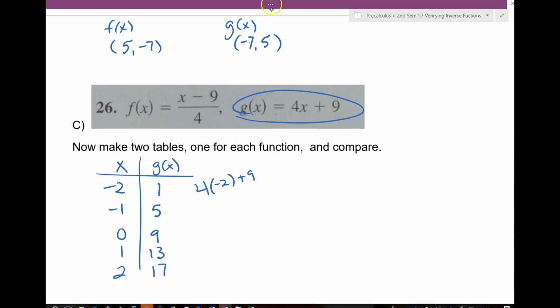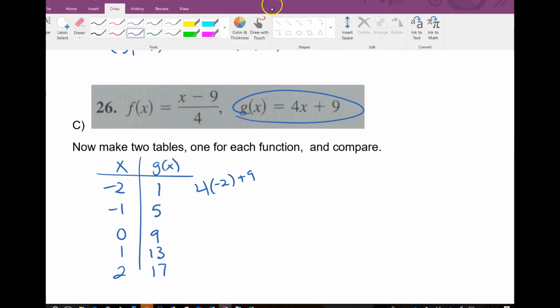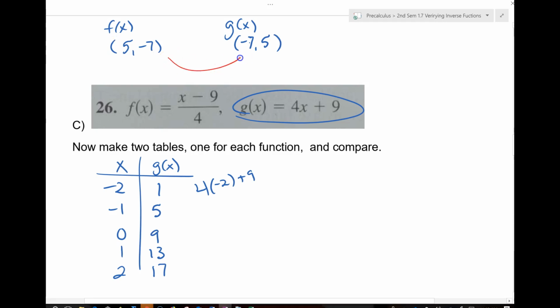Now, strategically, remember the whole idea of this is I want them to flip-flop, right? Where the x and y locations are. How can I show that this is true? When someone says you switch it around. When you're doing your x's for your f of x table, what numbers am I going to try?